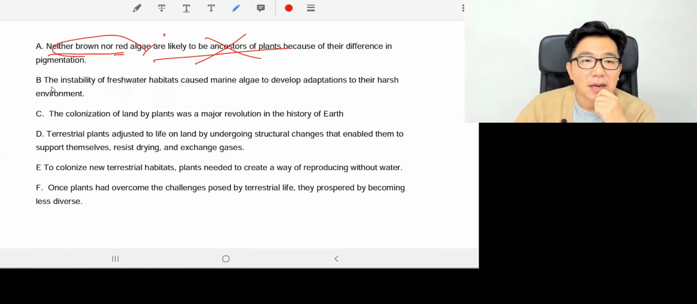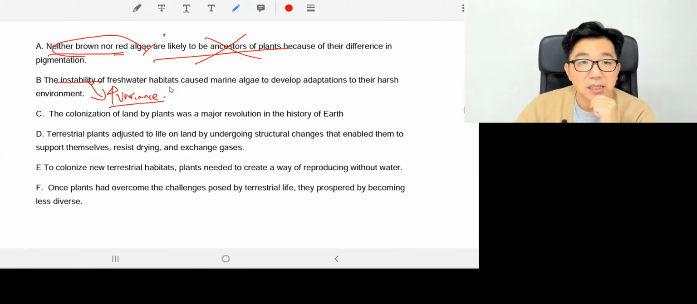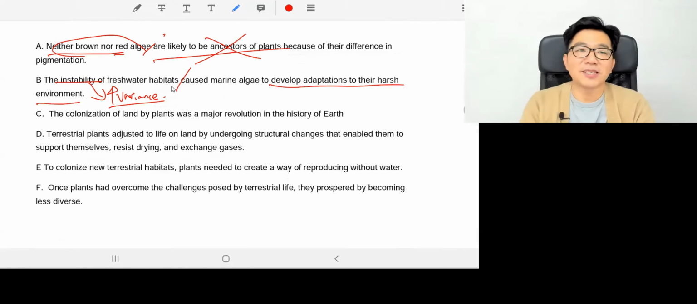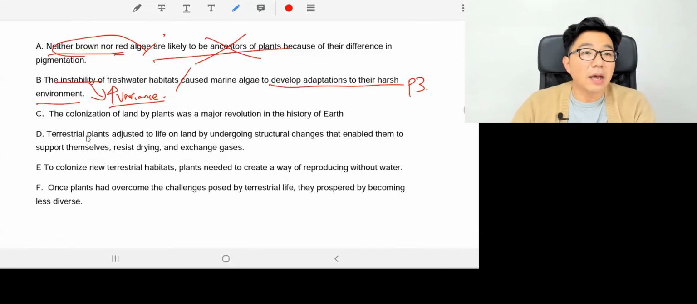So I'll move on. B, instability of freshwater habitat. So I like it already because high variance means instability, okay? Instability of freshwater habitat causes marine algae to develop adaptation to harsh environment. So that was like a previous question we've done, insertion question, right? So paragraph 3, yeah. Okay, paragraph 3. Okay, C. So B is the answer.